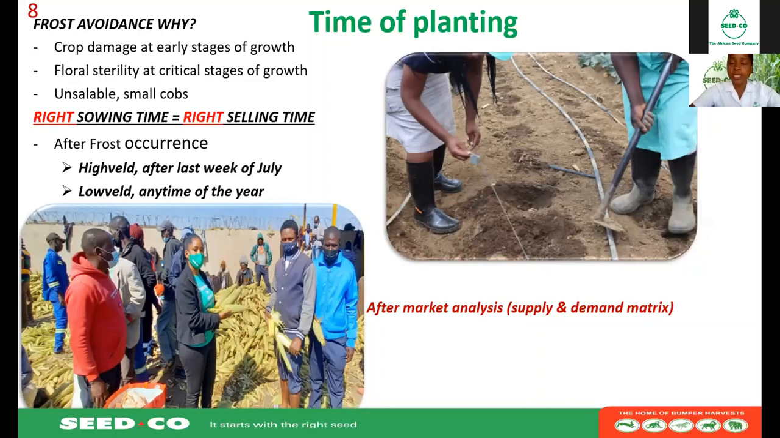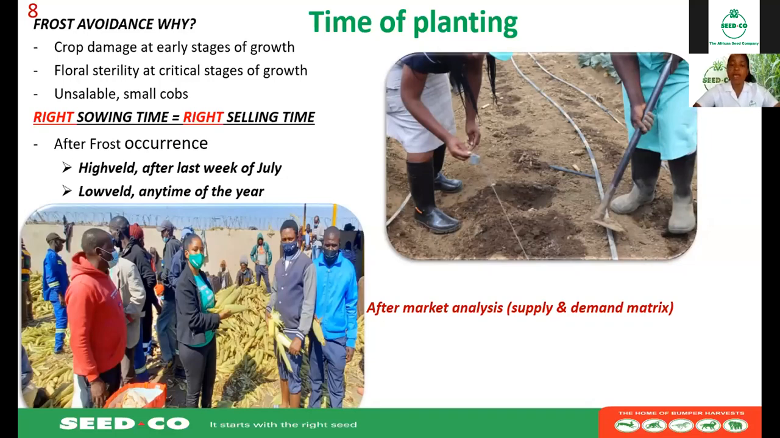So the right sowing time will give you the right selling window. After the frost occurrence, like now, for areas such as the high belt and the middle belt, you need to establish now in August. This is the time when you should be establishing your green mealie crop. And in the lower belt, you also find that throughout the year they manage to establish their crop, because during the winter months they also experience relatively favorable heat units that can encourage them to establish a green mealie crop even in winter.